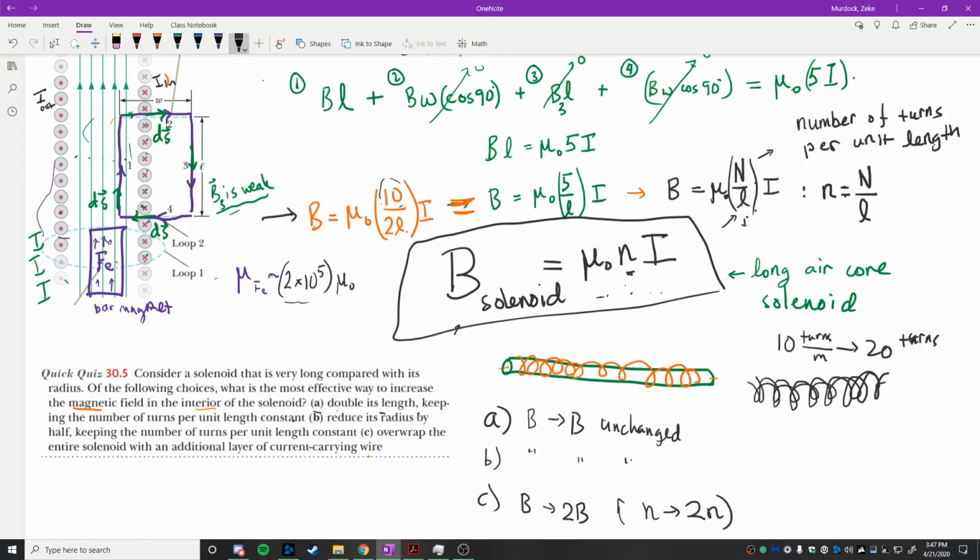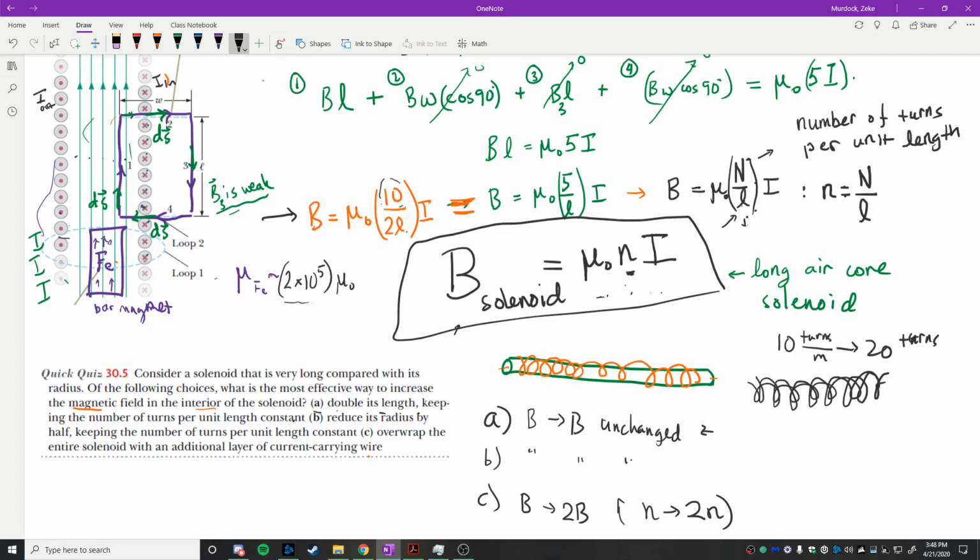Okay, well, clearly you guys have had a lot of time to think about this. So that's good. This is what I was trying to say. What happens in part A? It says double its length, keeping the number of turns per unit length constant. Basically, n stays constant because you've doubled the length, but you've also doubled the turns. You guys okay on A then?